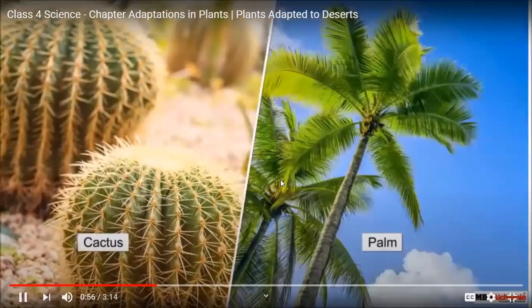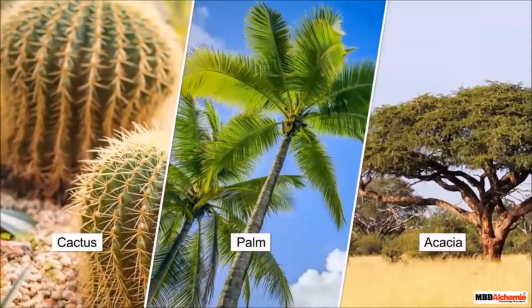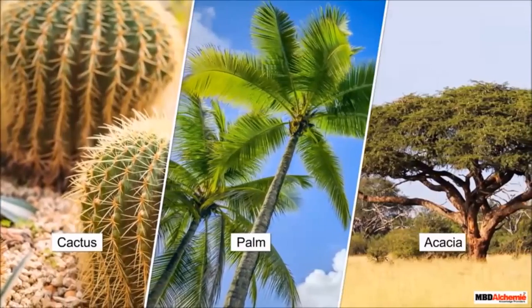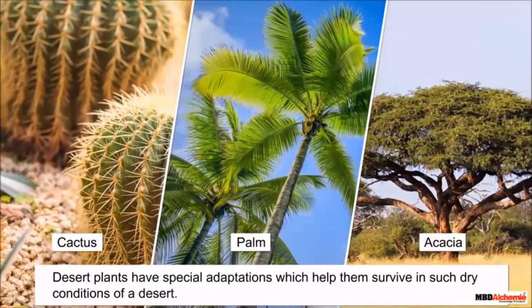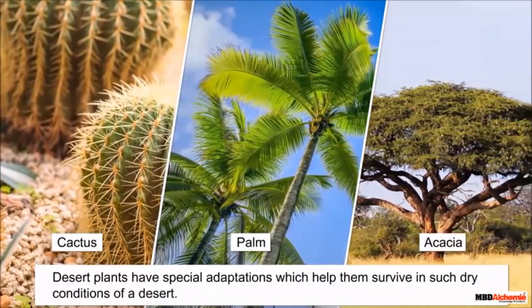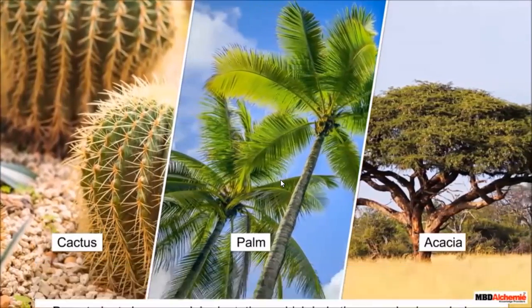Cactus, palm, and acacia are the most common plants found in deserts. These desert plants have special adaptations, which help them to survive in such dry conditions of a desert.